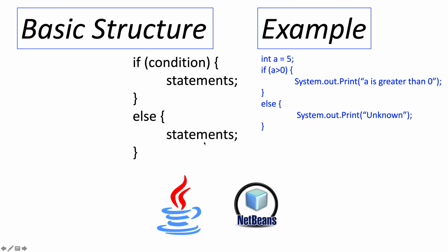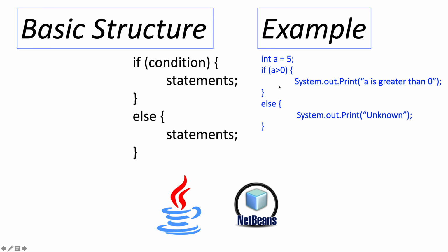For example, we have an integer variable a, and the value of a is 5. We have set a condition: if a is greater than 0. The program will check this condition first, whether the value of a is greater than 0 or not. For this example, yes, the condition is true. So the program will enter the brackets and execute the statement written here. In the output console we'll see that a line is printed: a is greater than 0.